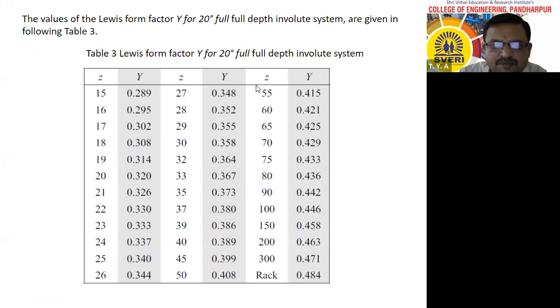Now, there are different values of Y depending upon the number of teeth. Here, this table consists of mainly two columns, Z and Y.